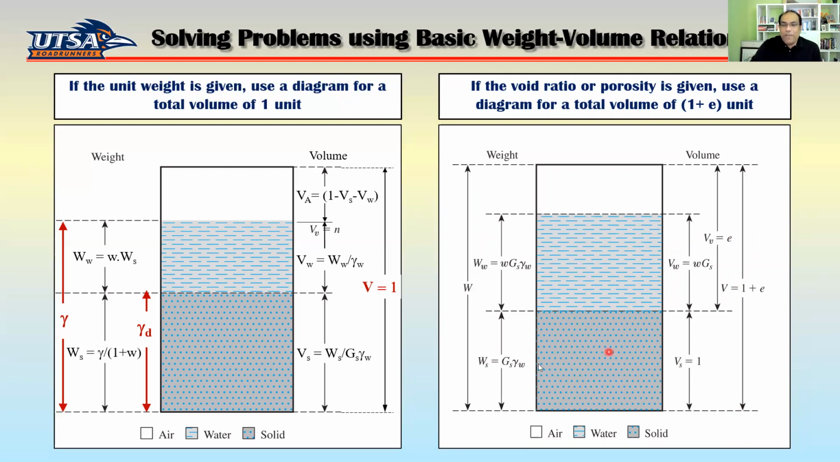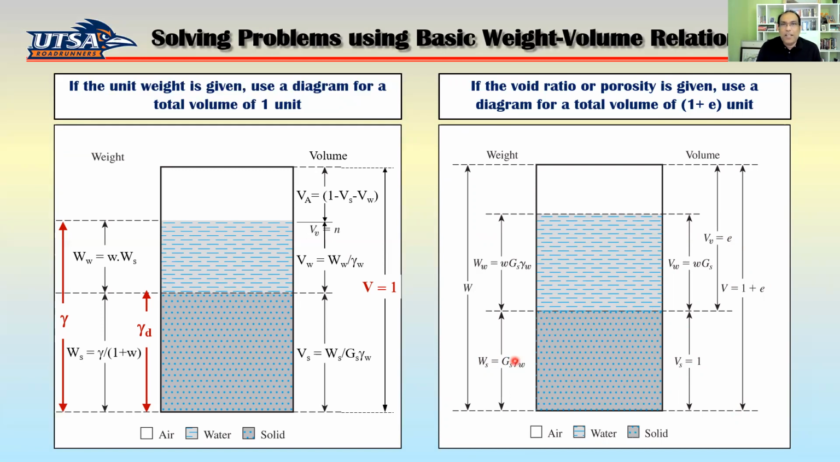Now you can easily convert that to find your weight of solid. Since the volume of solid is 1 unit, this has to be equal to the unit weight of the solid, which is the specific gravity multiplied by the unit weight of water, right?